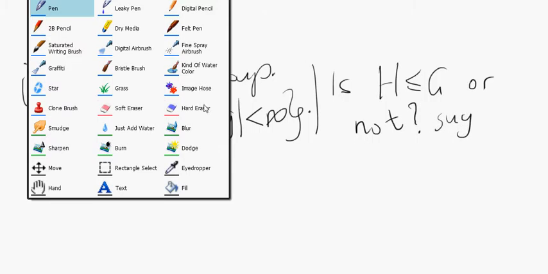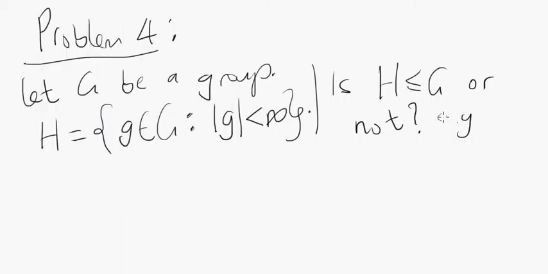The goal is to give a justification, whichever one you decide it is. If you think it's a subgroup, you give a justification. If you think it's not, you have to justify that as well. And this is a problem that we need to solve. I hope it's very clear.